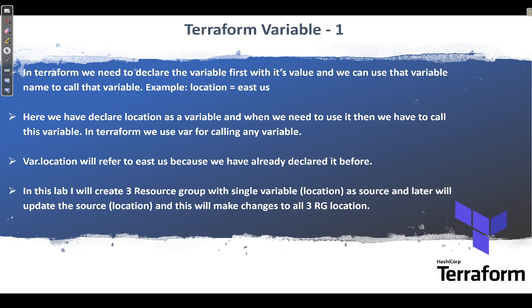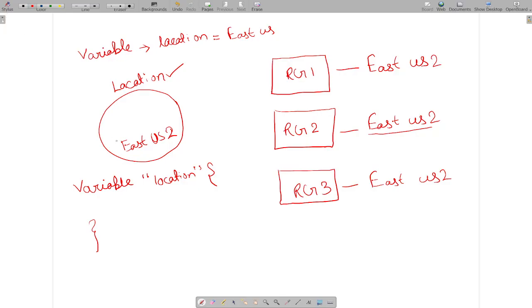So here we have declared the location variable. When we need to use this variable anywhere, we have to call it. So how can we call this variable? In Terraform, we use var for calling any variable. Let's say my resource block has a value called location. Now instead of giving East US, I can use var.location.